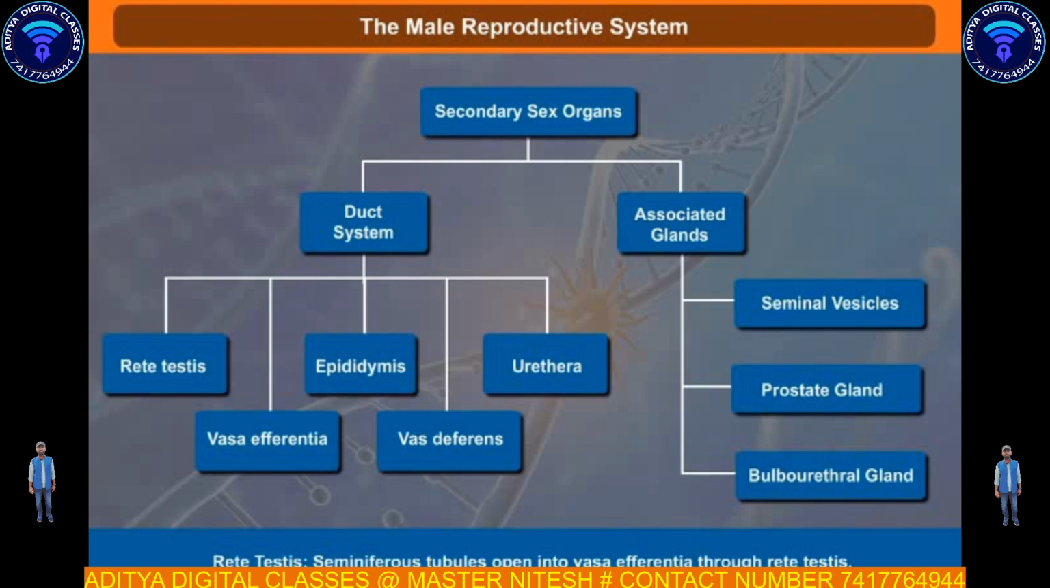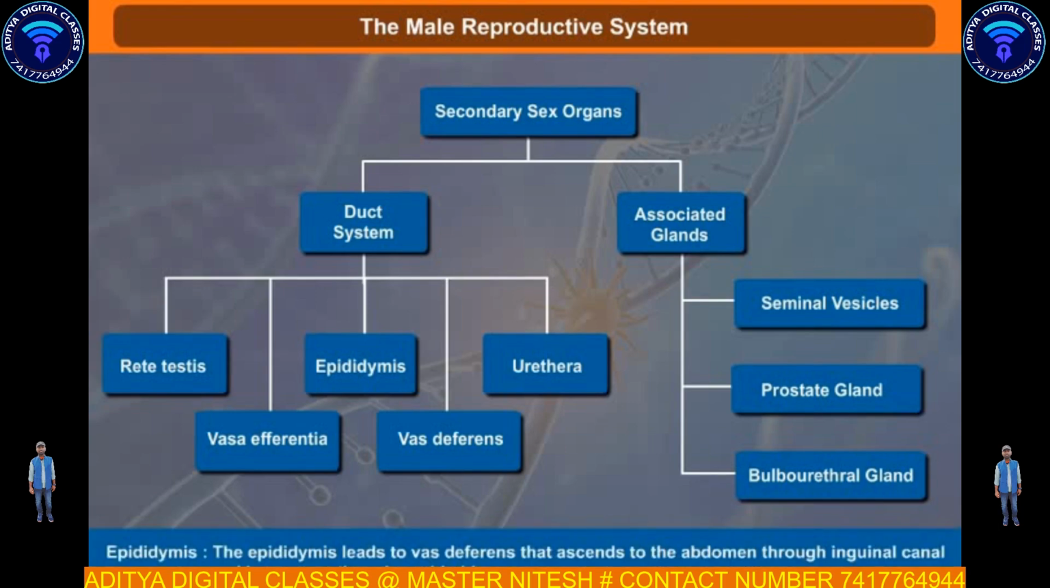Rete testis. Seminiferous tubules open into vasa efferentia through rete testis. Vasa efferentia. The vasa efferentia leaves the testis and opens into epididymis. Epididymis. The epididymis leads to vas deferens that ascends to the abdomen through inguinal canal and loops over the urinary bladder. Vas deferens. Vas deferens receives a duct from seminal vesicle and opens into the urethra as the ejaculatory duct.